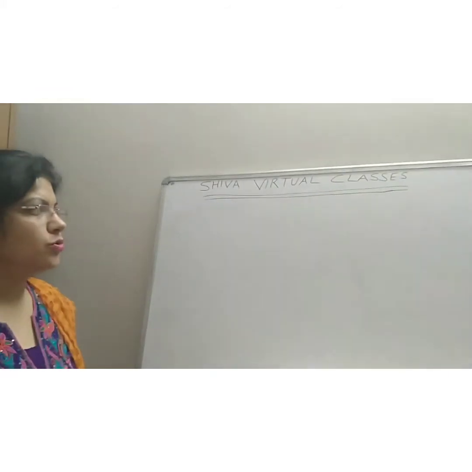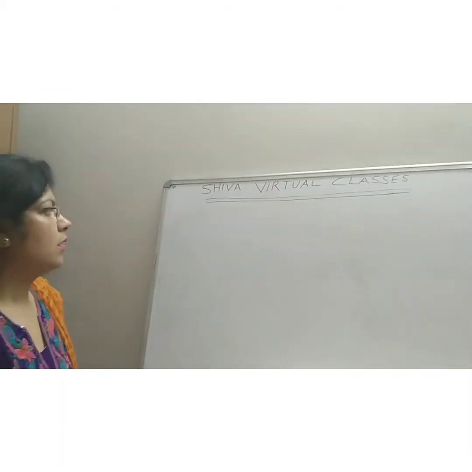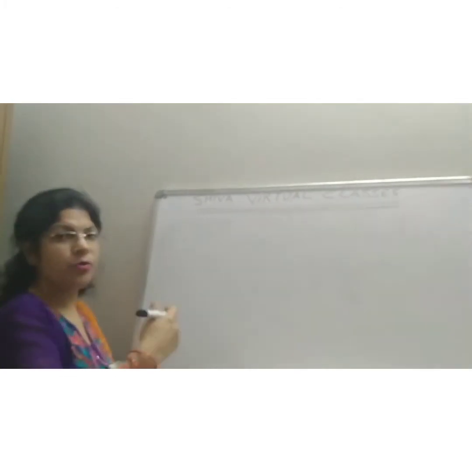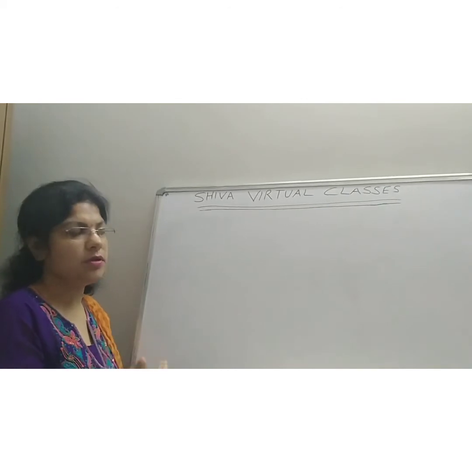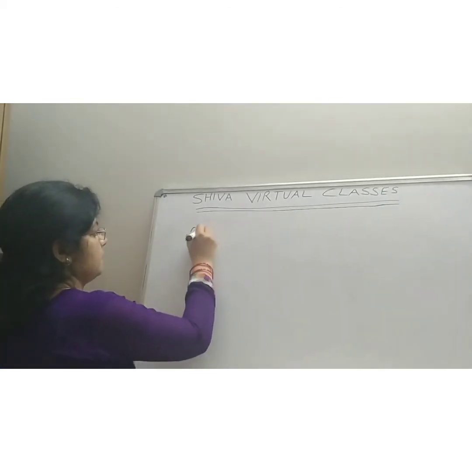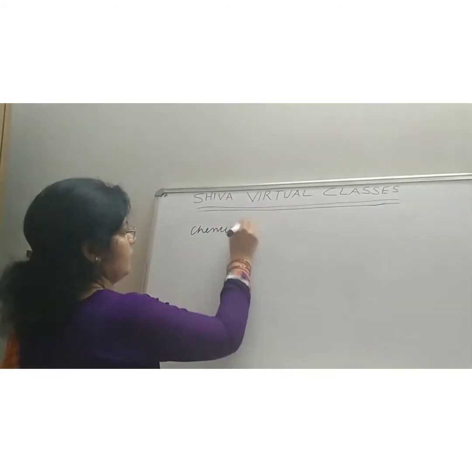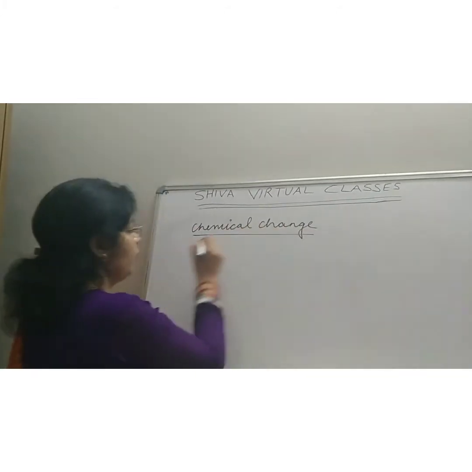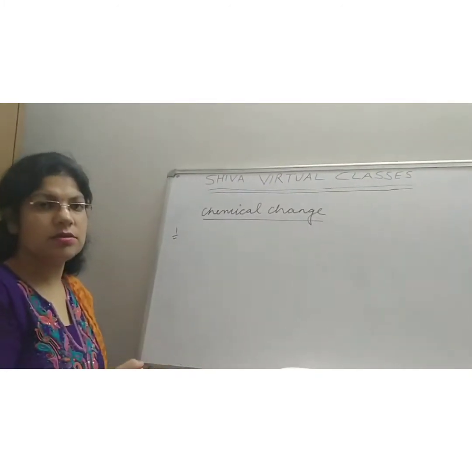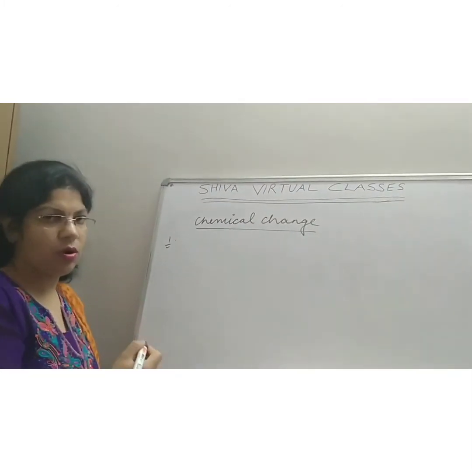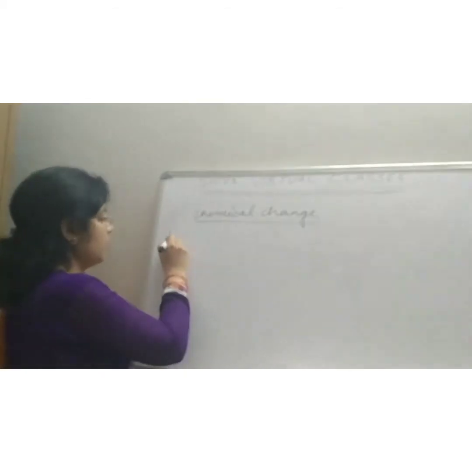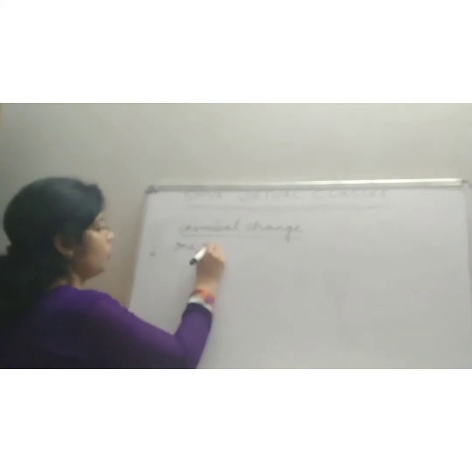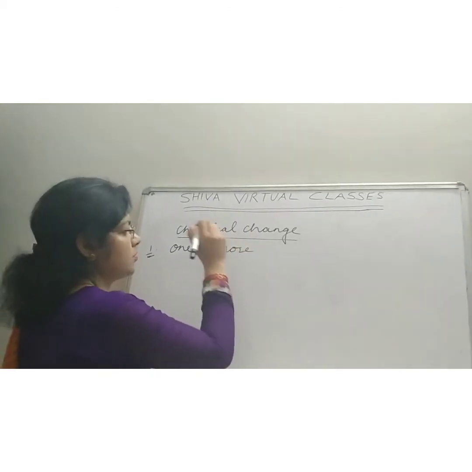Let's start the next topic, that is chemical change, or how you can detect whether a substance undergoes chemical change. There are some properties by which you can check whether the substance undergoes chemical change or not. The first property is formation of one or more new substances.